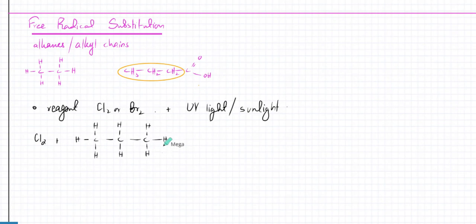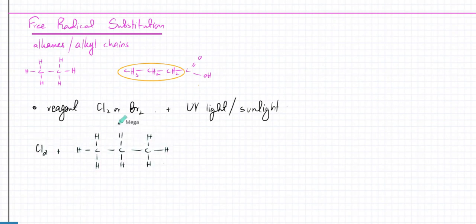So the overall reaction is you've got chlorine or bromine, and they're going to react. And when they react, any one of the hydrogens is going to be replaced. The chlorine molecule is going to come in, and any one of the hydrogens or multiple hydrogens can be substituted and replaced by chlorine. So there's going to be a substitution reaction that will happen.